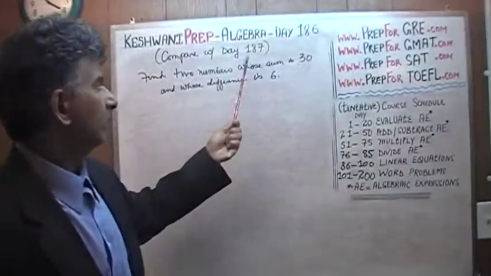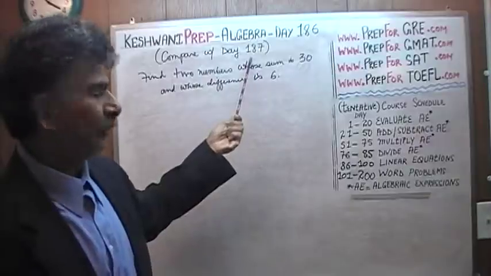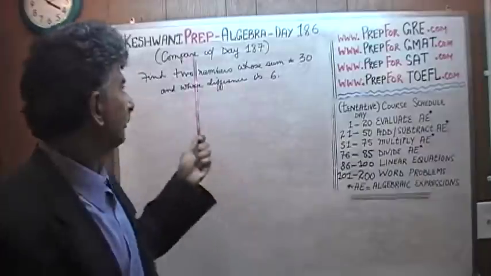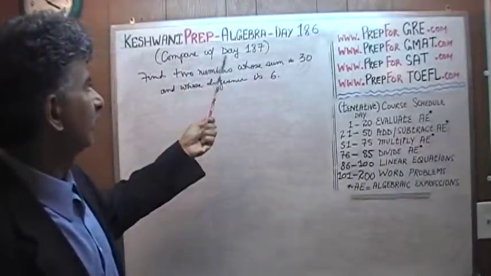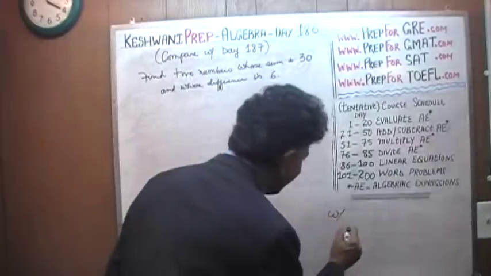Once you finish watching this video, I want you to go and watch tomorrow's video for day number 187 and compare today's problem with tomorrow's problem, which is what the note is here. It says compare with day 187. This symbol means with.